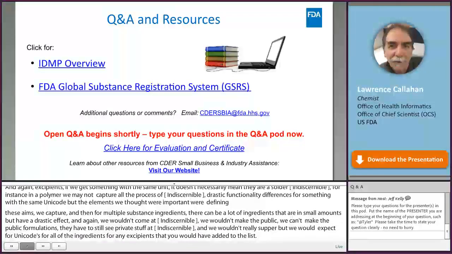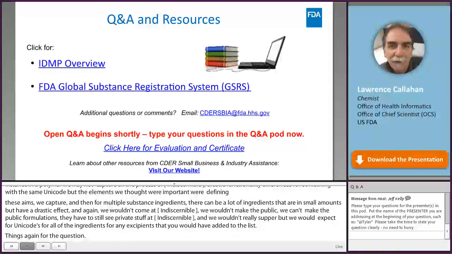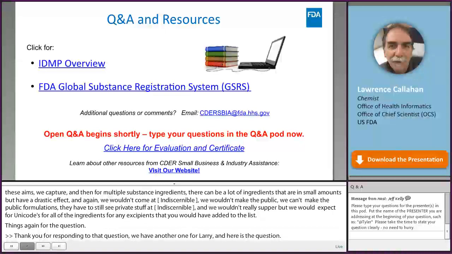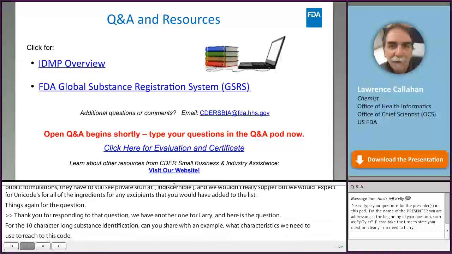For the 10-character long substance identification, can you share with an example what characteristics we need to use to reach this code? Yeah, again, Ray, it's a random code, so it has no significance. There's no information encoded in the code. We thought that was important because if we give away the code, there was some thought that for things in clinical trials, we would have the code available, but not any other information. So there's no real information in the code itself.